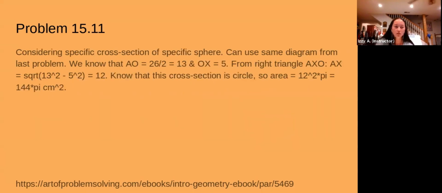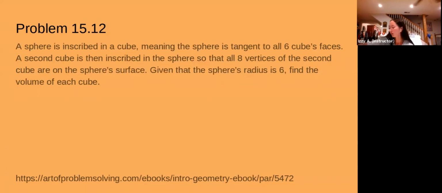Okay, let's go over this problem and then let's see how much time we have left and see if we can go ahead and play the Kahoot. Okay, so a sphere is inscribed in a cube, meaning that the sphere is tangent to all 6 cube's faces. So you can imagine that you have a box that is a cube. And let's imagine that you put a tennis ball in it so that the tennis ball is touching all of the faces of the box.